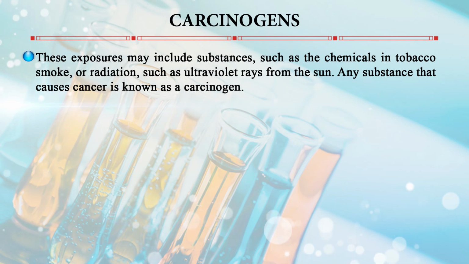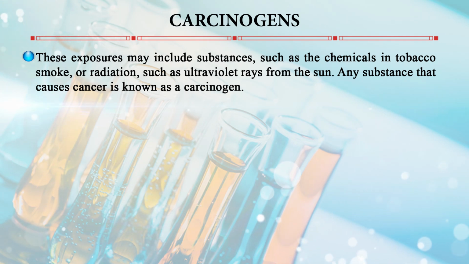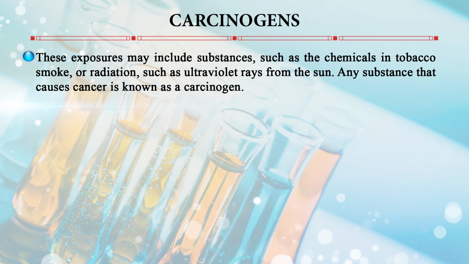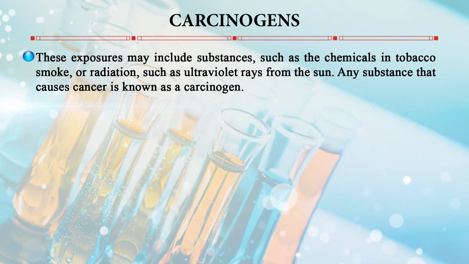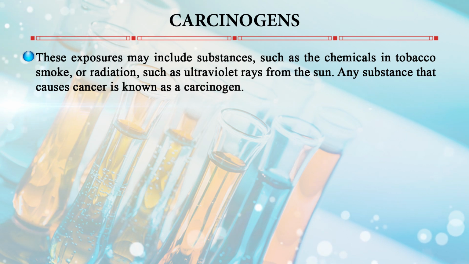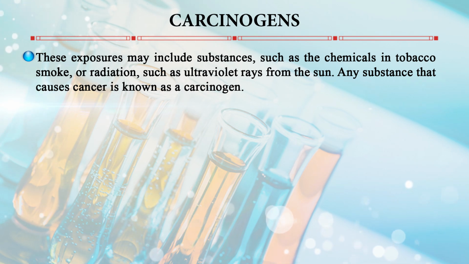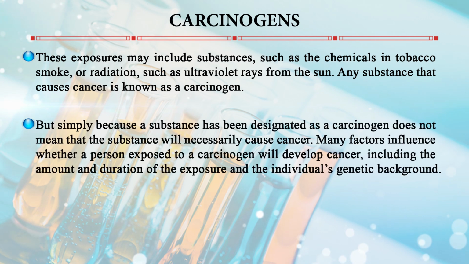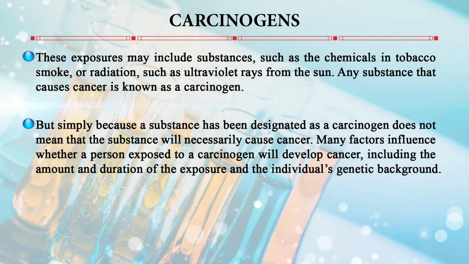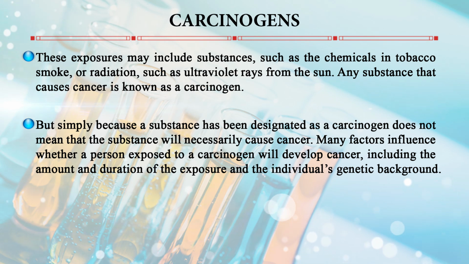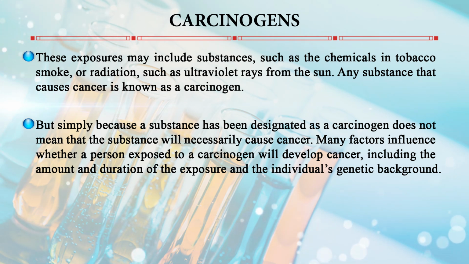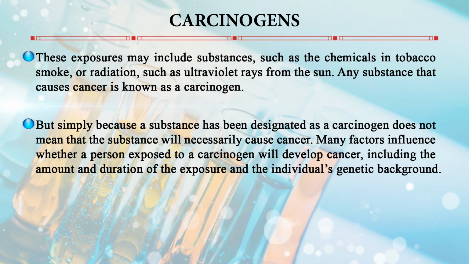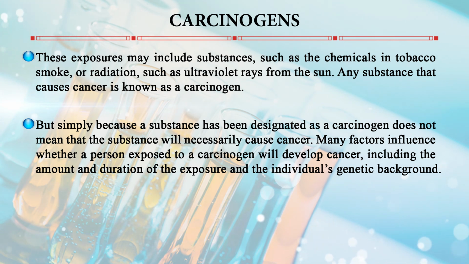These exposures include substances like chemicals in tobacco smoke, radiation, or UV radiation from the sun. Any substance which causes cancer is known as a carcinogen. But simply because a substance has been designated as a carcinogen does not mean that it will necessarily cause cancer. Many other factors influence whether a person exposed to a carcinogen will develop cancer, like the amount and duration of the exposure, and the individual's genetic background is also most important.